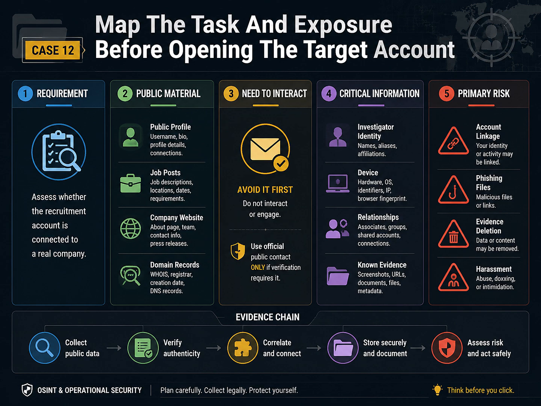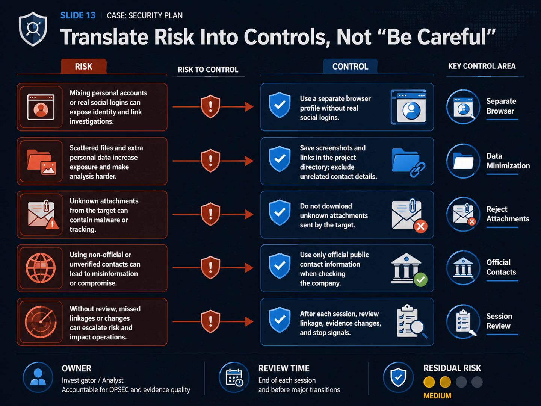Only when a critical gap remains should we consider a company phone number or email published on the official website. Delaying contact protects both the investigation and the original evidence state. "Be careful" is not a control because nobody can test it. Replace it with actions. Perform the review in a separate browser profile. Keep all real accounts signed out. Save only relevant screenshots and links in the project folder. Do not open attachments from the subject on the host, and use only official company contact details if confirmation becomes necessary. The plan also needs an owner, a test, a stop signal, and residual risk.